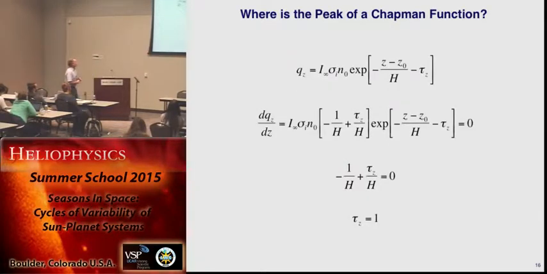Well, a little more calculus. If you want to find the peak of something, what do you do? You differentiate and set equal to 0. So let's do that. Here's the Chapman function. I'm going to differentiate and set it equal to 0. And I will leave as an exercise for the interested the process of actually differentiating this. It's actually not too bad. It's just application of the chain rule a couple of times.